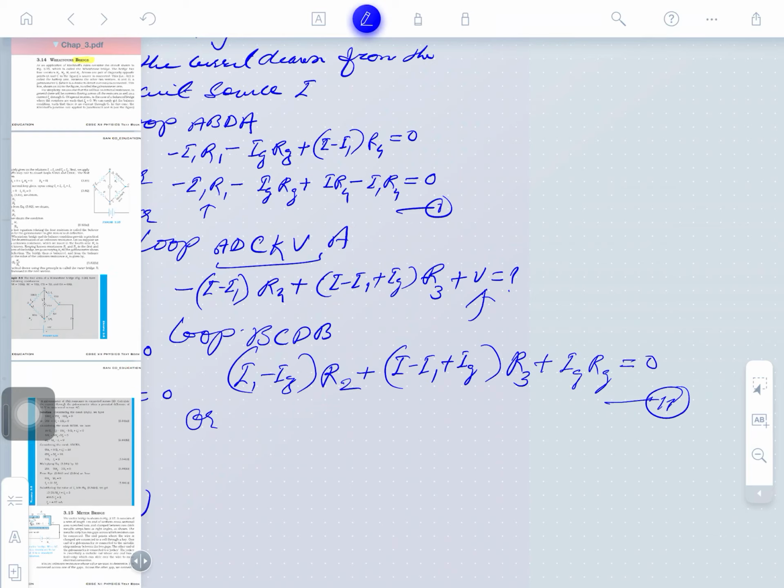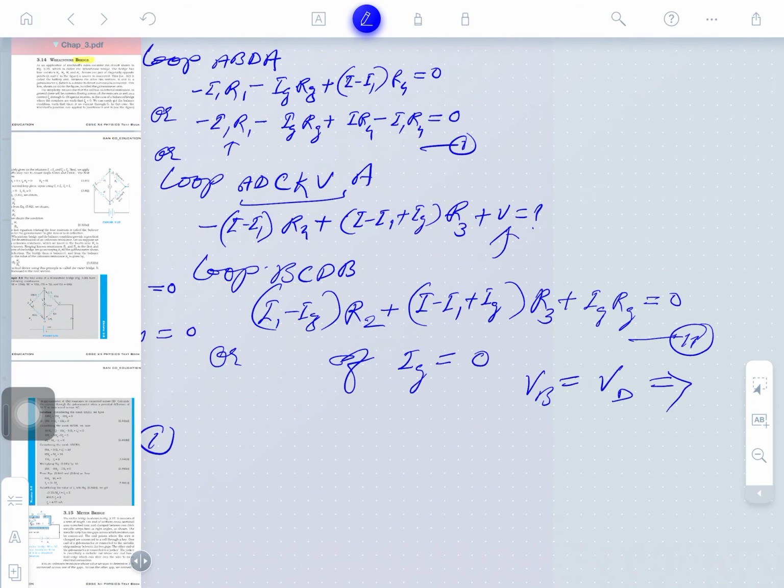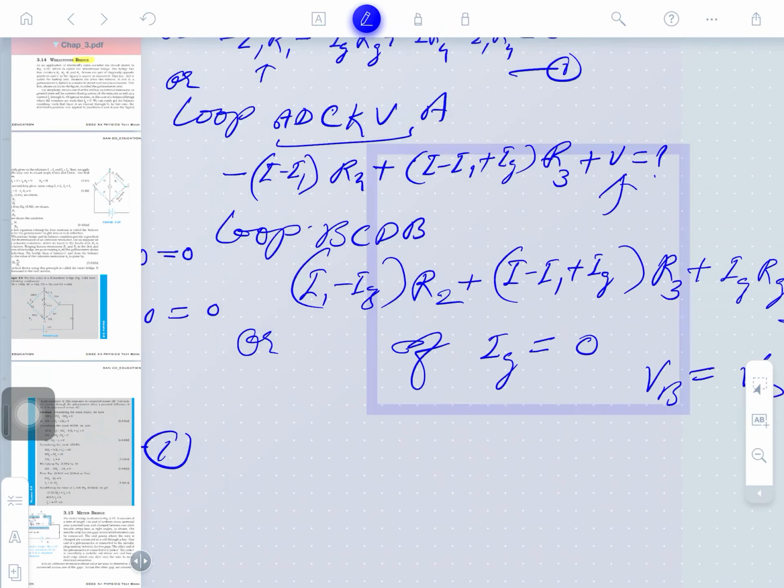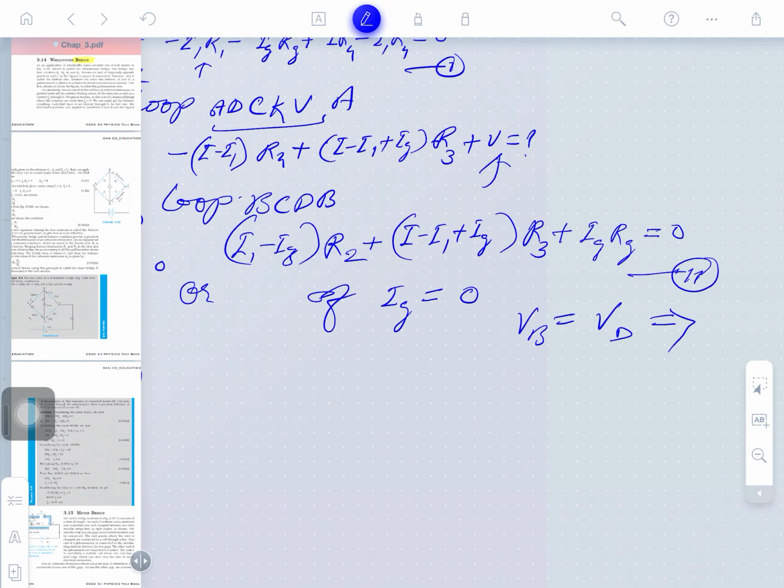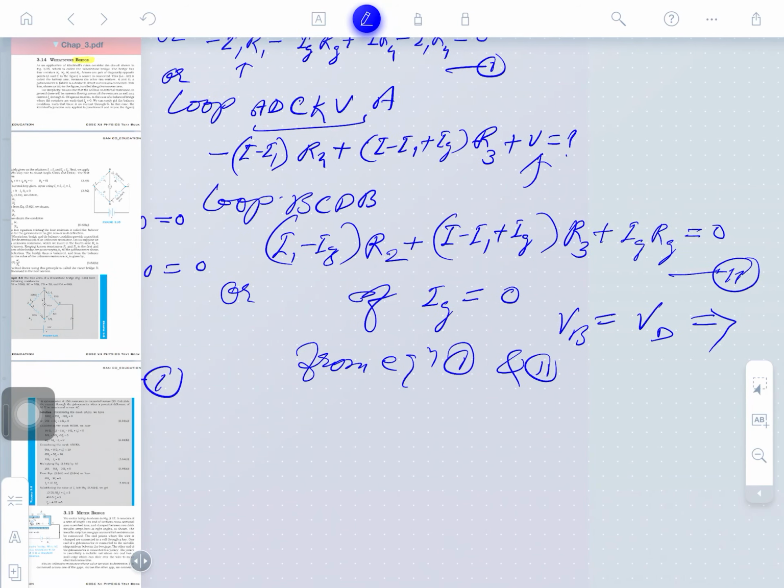So, in the case here, if Ig is 0, when Vb is equal to Vd, the potential difference is 0. So no current will flow, obviously. If the current is 0, then from both equations, from equation first and second, what can we say?